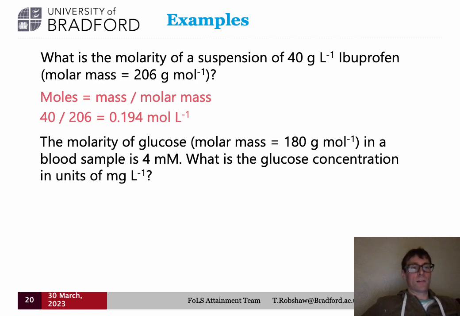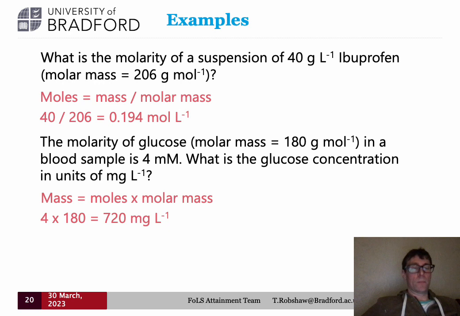So again, it's back to the old formula. Just rearrange the equation to make mass the subject, and then number of moles times molar mass, which in this case is 4 times 180. That gives you 720 milligrams per litre. So originally the molarity is given in millimolar, so we can do that direct conversion to milligrams per litre.